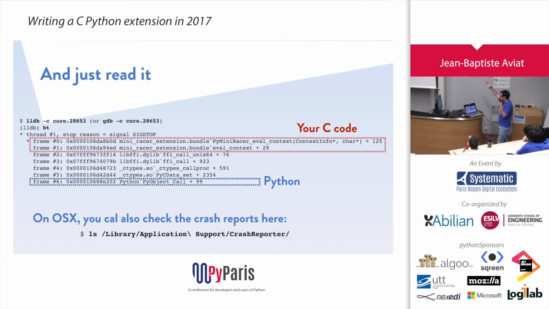You have your C code on top. That's the place where the crash did occur. And at the bottom, you have the Python code. You can see you have an object call, which is a well-known internal Python method.